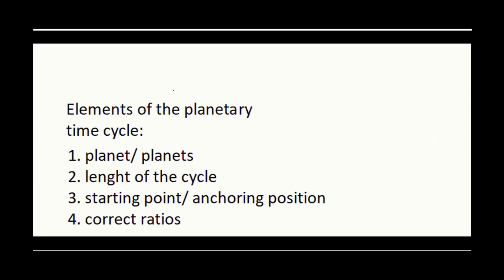Now, moving to the next step, you need four elements to work with the time cycle. Right? Number one is planet or planets. Number two is the length of the cycle or cycle length. Number three is starting point or anchoring point, where the cycle will start from. And number four is the correct ratios.